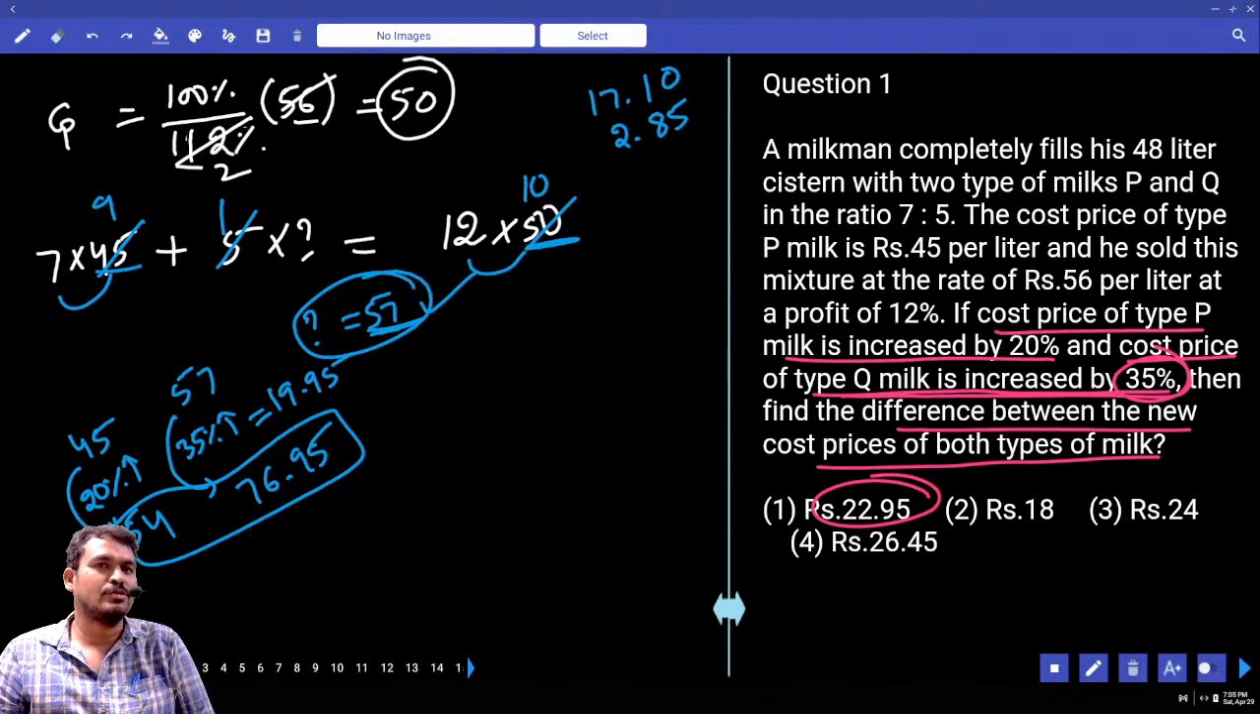A little bit calculative question. First we need to identify the price of the second one. After that, each one is increased by 20% and 35%.